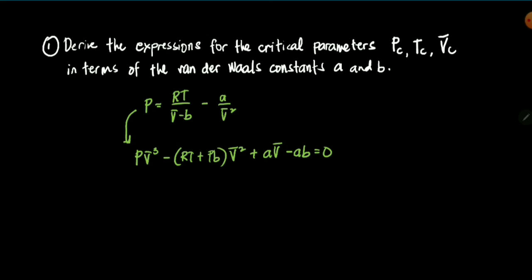However, what I will do is divide everything by pressure. So, V cubed minus (RT over P plus B) V squared plus (A over P) V minus AB over P is equal to 0. Okay? We will understand later why I did that.